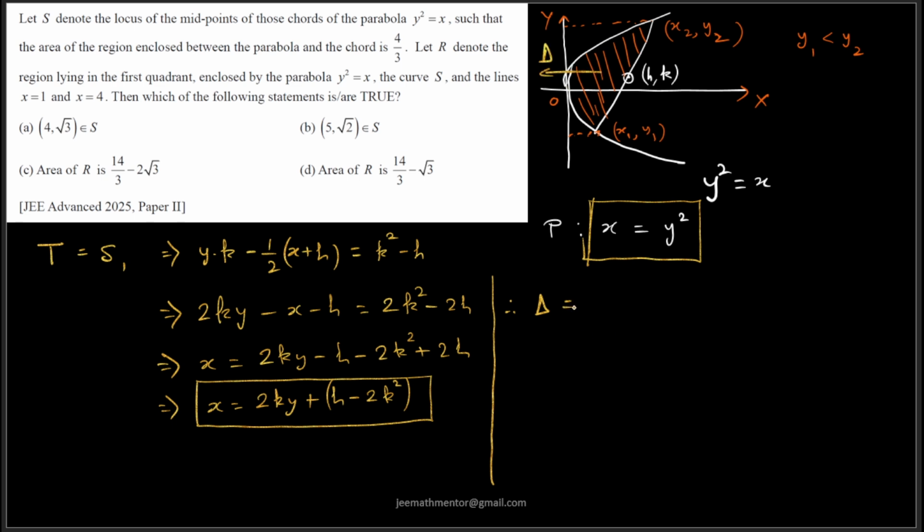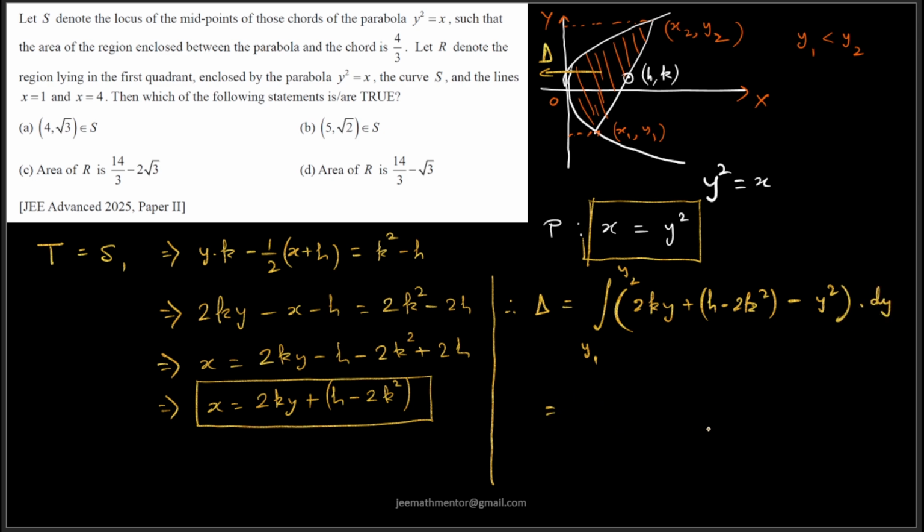So delta equals integration from y1 to y2, area of this trapezium obtained by integrating this chord's equation, that is x equals 2ky plus h minus 2k squared. From here we subtract the parabola's equation to remove this black space. So minus y squared, of course, dy.